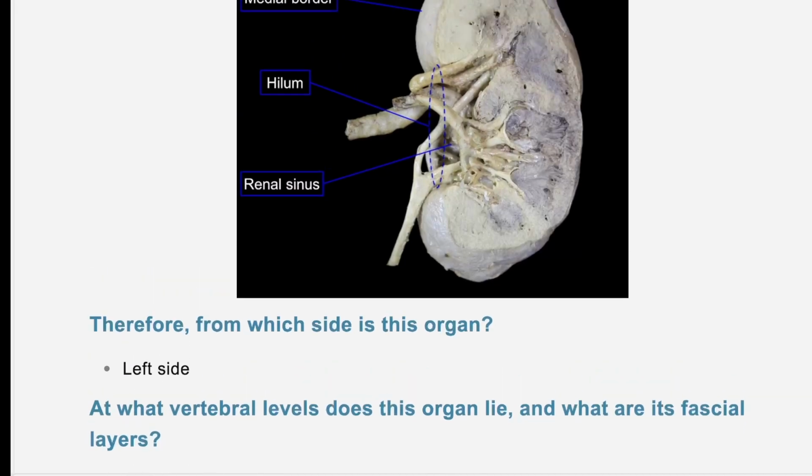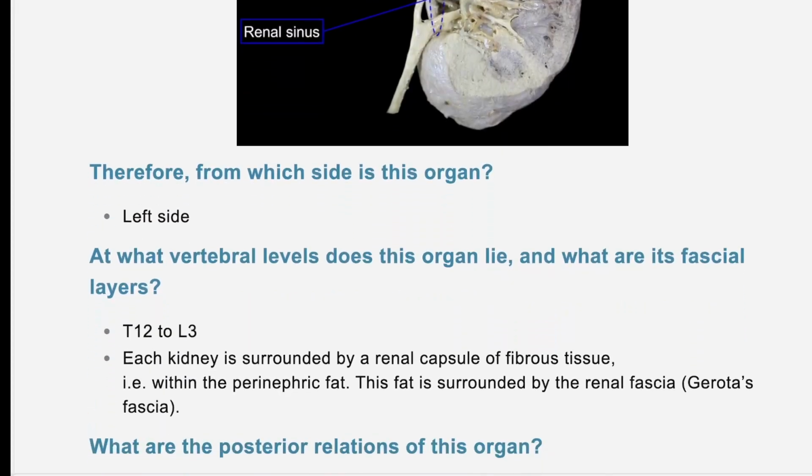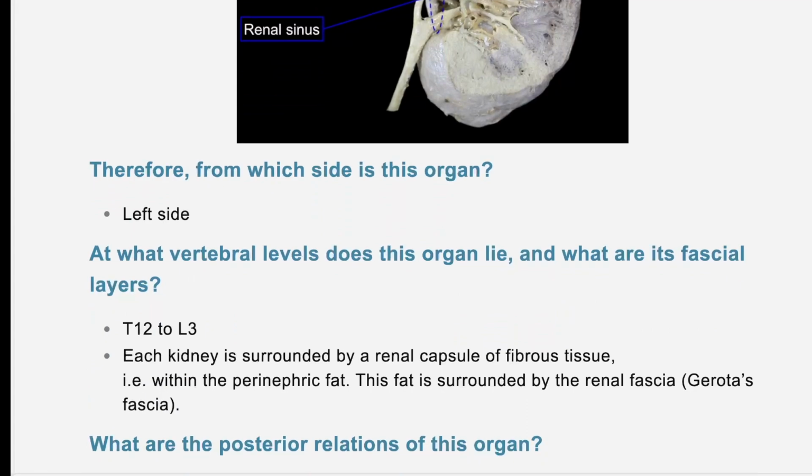At what level does this organ lie, and what is its fascial structure? So usually it starts from T12 to L3. And of course, the one on the left side is a little bit higher than the one on the right side. So it will take 3 levels. Okay. The posterior relation of this organ, the kidney, it's related to the diaphragm, the psoas major muscle, also the quadratus lumborum muscle as well, and the transversalis muscle.